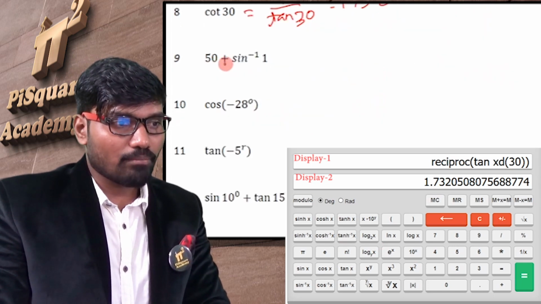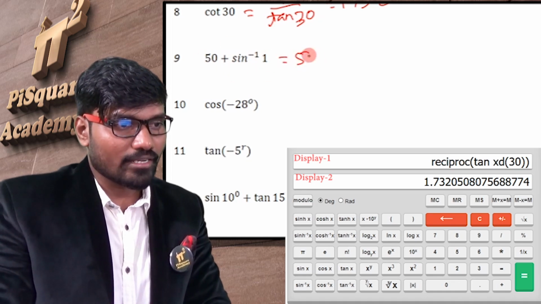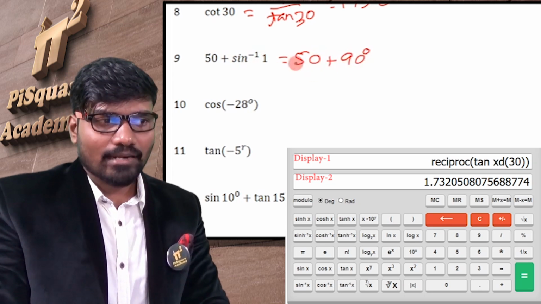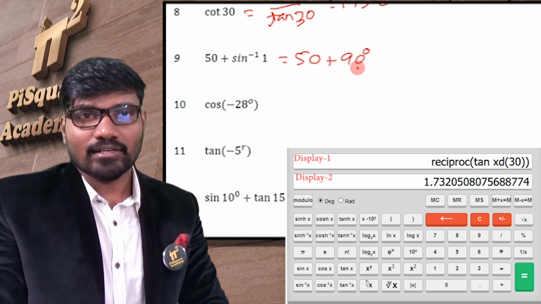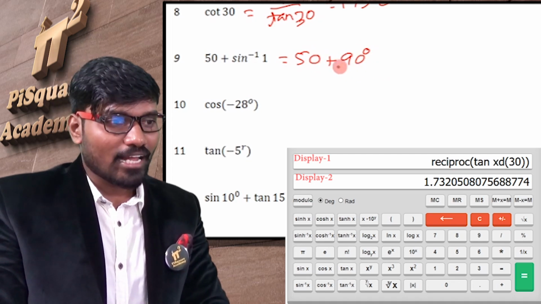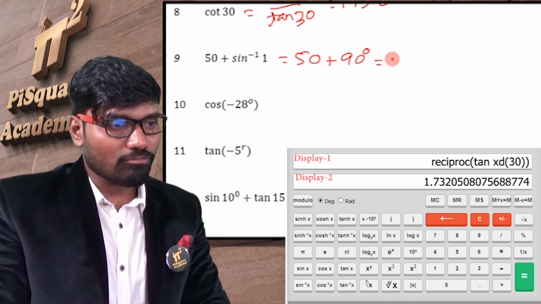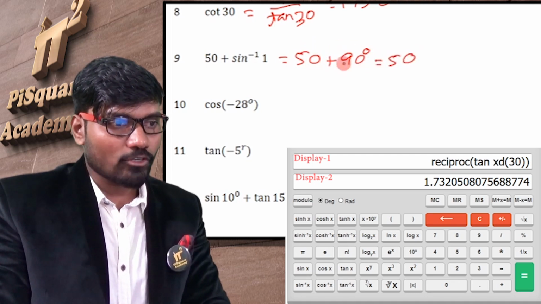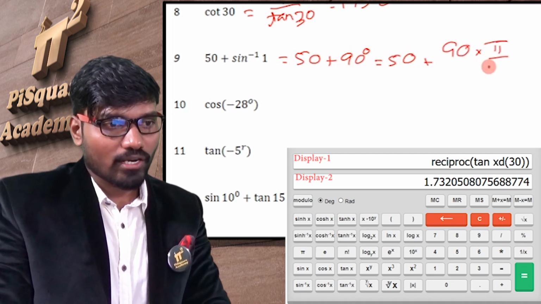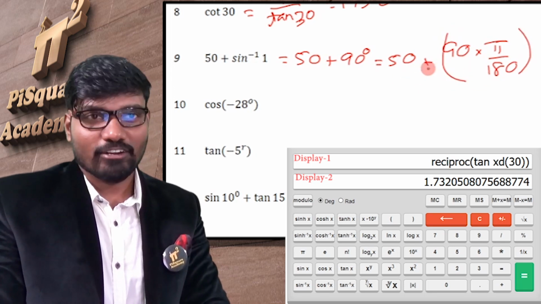50 plus sine inverse 1. I think you know the answer. Sine inverse 1 is 90 degrees. Can I add these two directly? 50 plus 90 degrees? I cannot add because 50 is a number, 90 is degrees. I cannot club this 50 number with degrees. How do you do that if you want to perform it? I should convert this degree into radian: 90 into pi by 180. These are basic mathematics. I think all of you are aware of it.